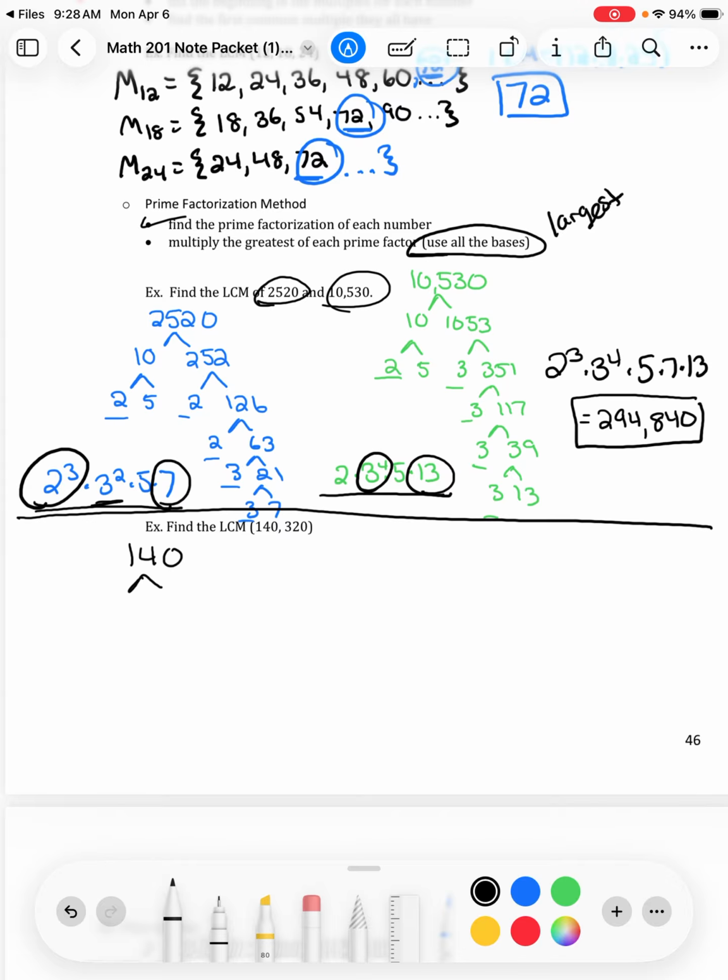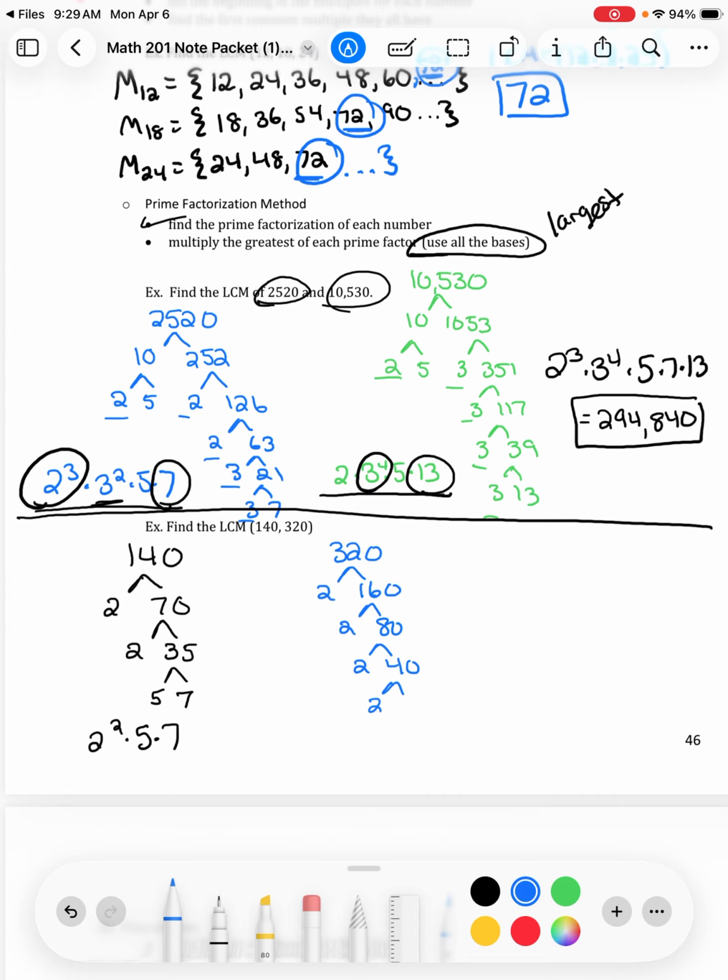Here we go. Again, start it however you wanted to. You could have started with 10 and 14 and got the same answer. That's the really cool thing about factor trees. So my answer for my factor tree part is going to be 2 squared times 5 times 7. So that's my prime factorization for 140. Do the same thing for 320. Make my prime factorization.